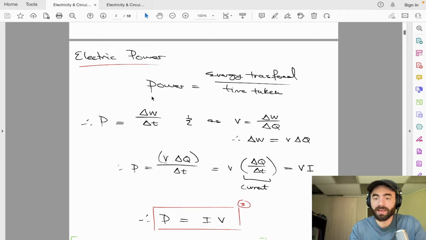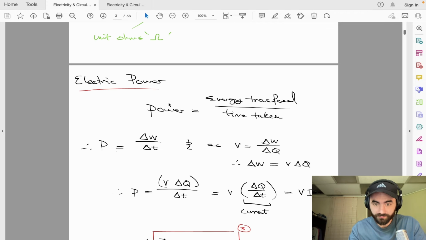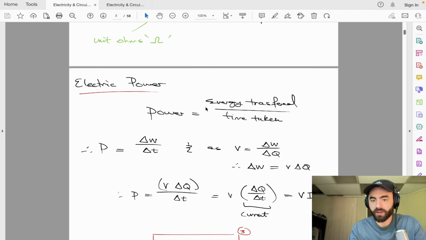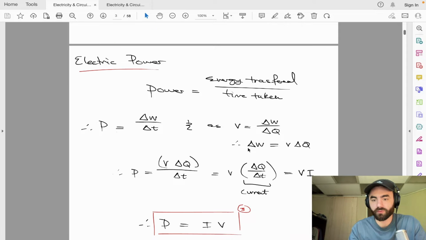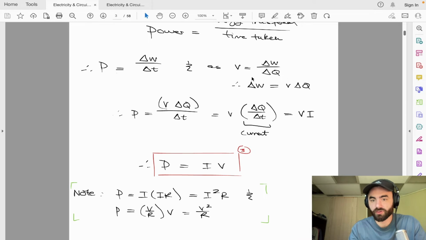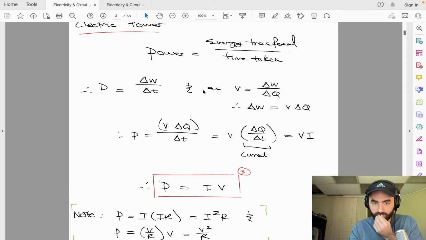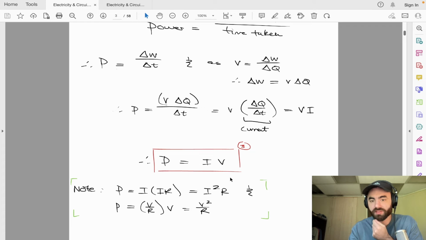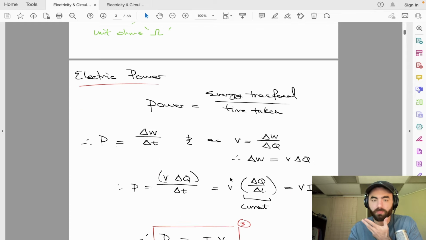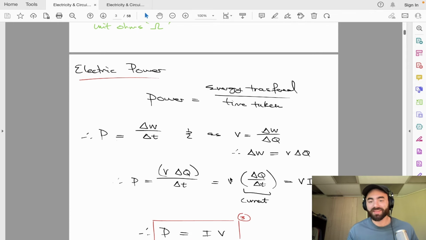You also need to know about electric power, and this can be derived from energy transferred over time. We substitute in here, and we can basically rearrange and get P equals IV. And this is the power, the amount of energy being transferred per unit time.